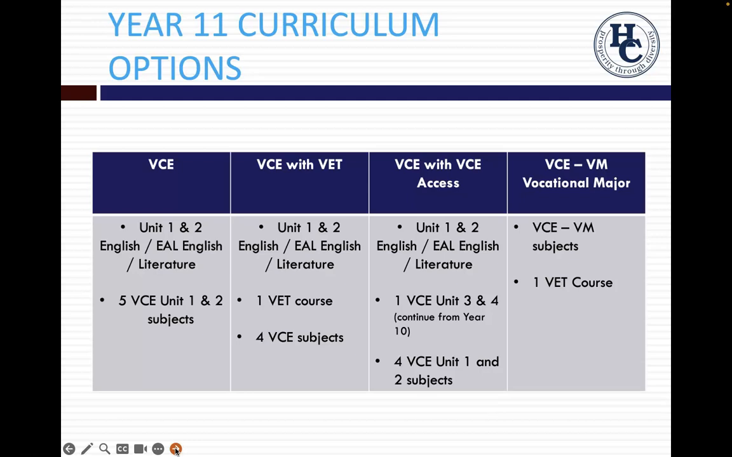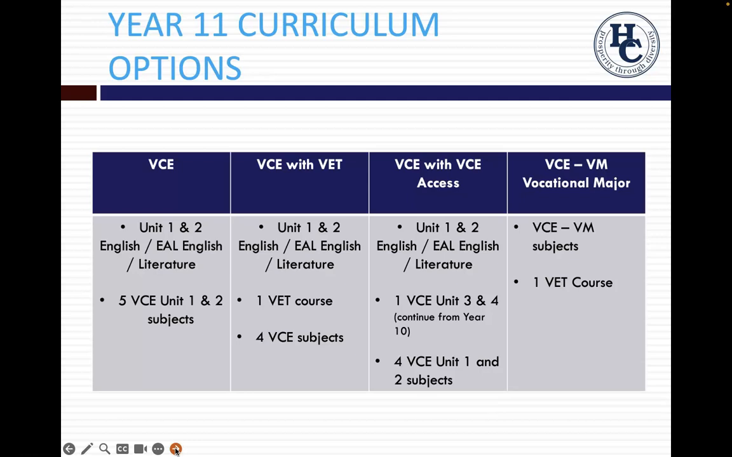So if you complete the VCE, you can see the left-hand column here, you will need to complete one of the Englishes. So that's English, EAL, if you are a student who is eligible for EAL, or literature. Plus, if you do a pure VCE program, you complete 5 additional Unit 1 and 2 subjects at Year 11. If you're interested in a vocational subject, you can choose to do a VCE with a VET. So you still do your English subject, you select one VET course, which will run over the 2 years of your VCE, and then you would select 4 additional VCE subjects.